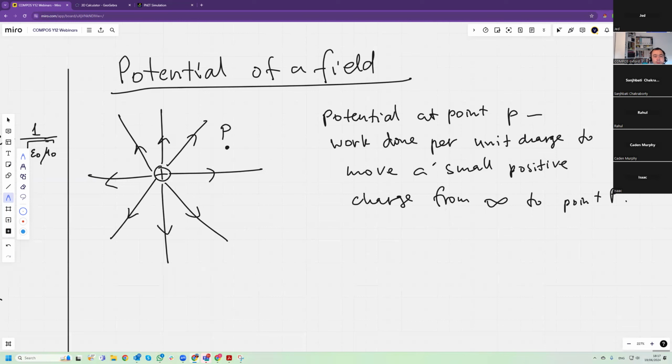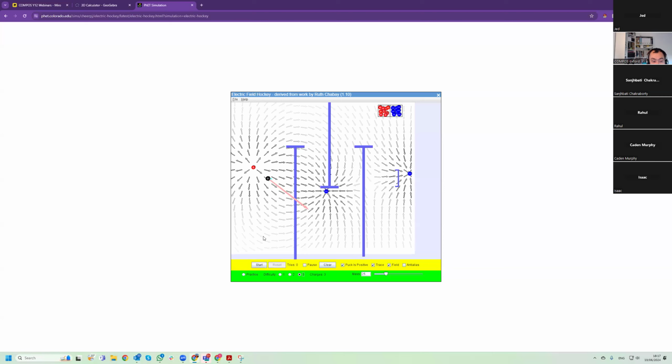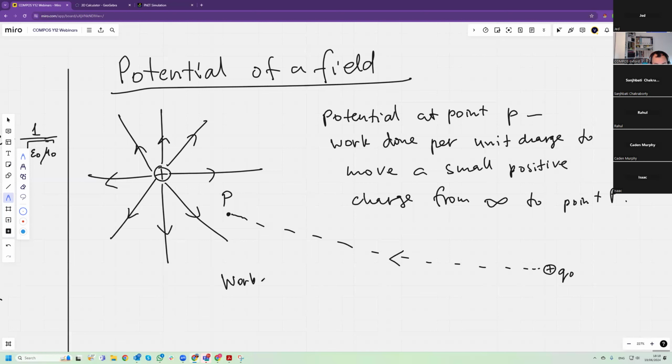Why would you need to do work to move a charge to point P? Let's say you have a small test charge Q0, which is very far from the field. Why would you need to do work to move it to this position? What are you working against? Exactly. You're moving it against the force from the field. This is a positive charge, so the field will be pushing against. In this simulation, that would be equivalent to moving the puck back towards the positive charge. So you actually need to do work. And the work divided by Q0 is defined as the electric potential, V_P, the electric potential at point P.